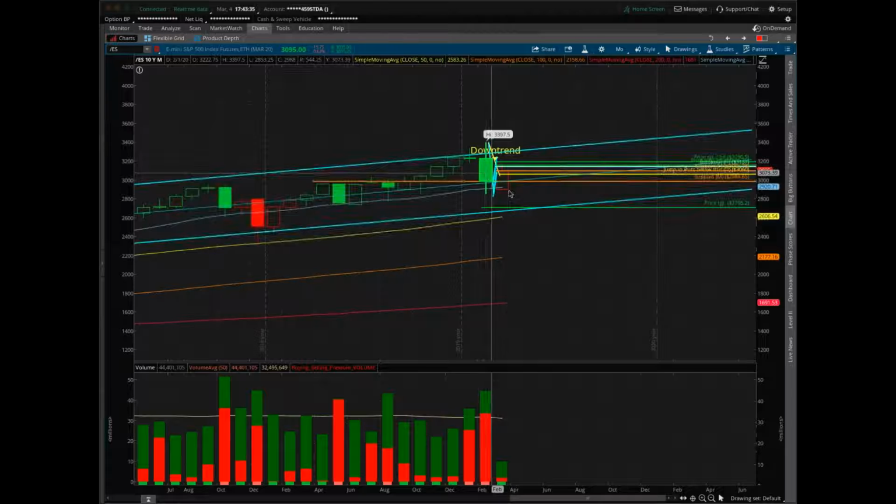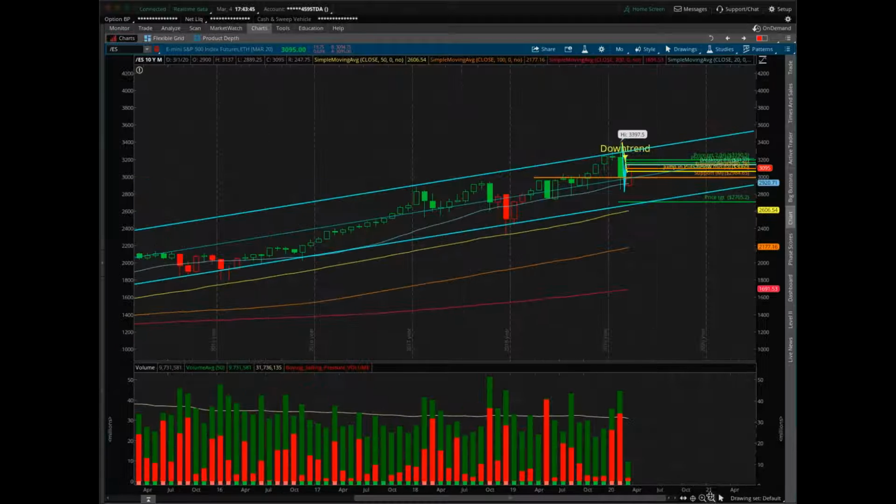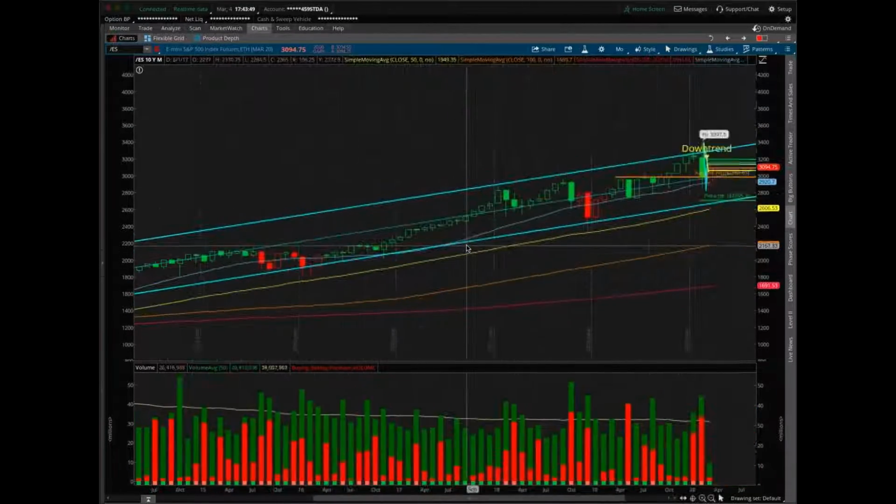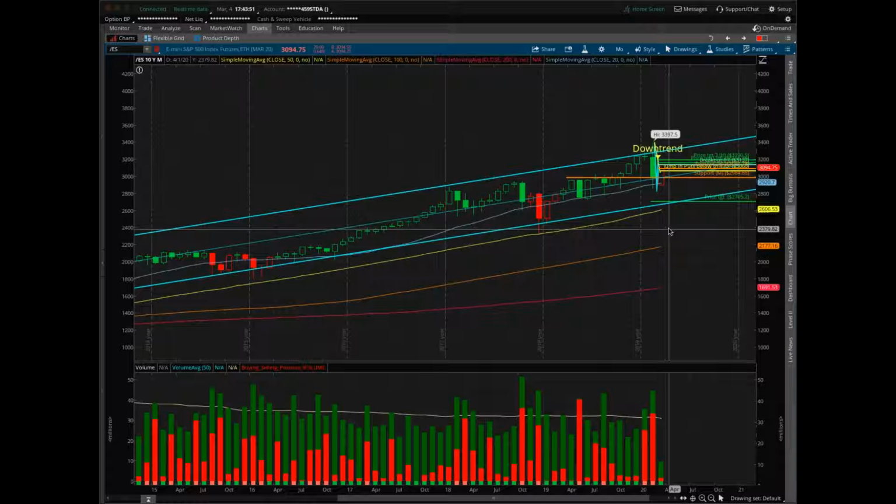So we could come down and hit 2,700, 2,600 even, and still be bullish long term. Because why? Because this channel and our moving averages are solid. Nothing looks bearish there.